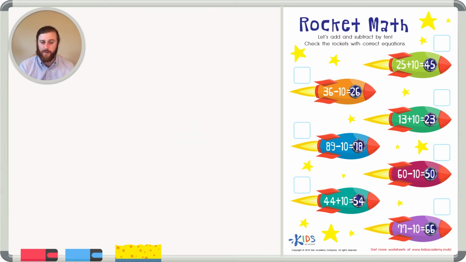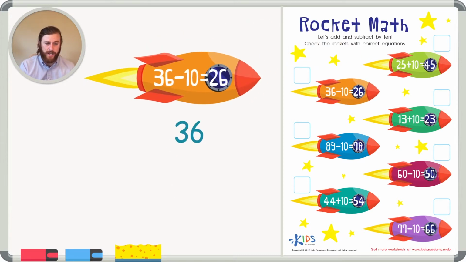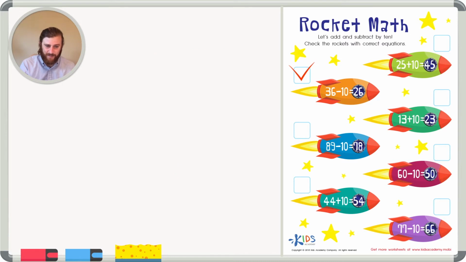Let's take a look at the second rocket. We have 36 minus 10, and it has a difference of 26. Well, let's see if this is correct. Remember, when you take 0 away from any number, your number doesn't change. 6 minus 0 is just 6. And 3 minus 1 is 2. So we have an answer of 26. 36 minus 10 equals 26. This rocket is correct. Go ahead and check that.